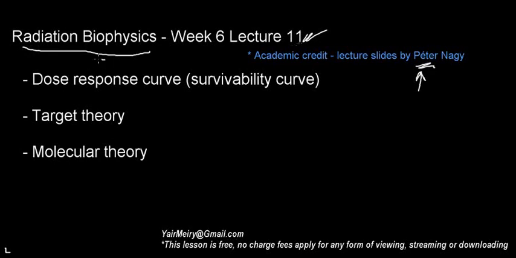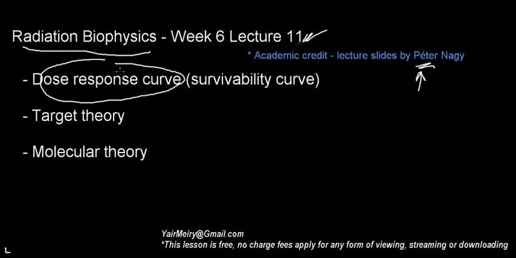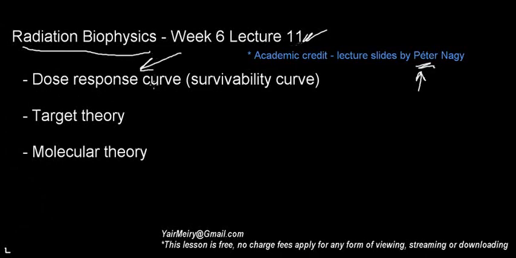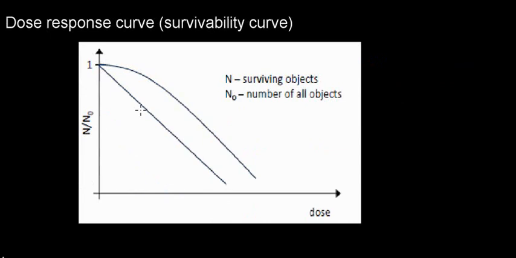We are going to review the long discussed dose response curve, which is really important to know. This is a graph that sometimes the department asks students to draw, also called the survivability curve. We're going to discuss two theories that explain this curve, the target theory and the molecular theory. So let's get this show on the road.